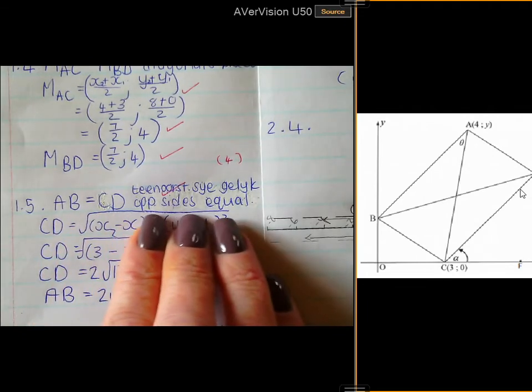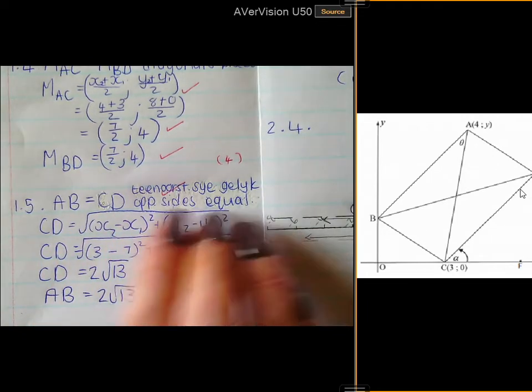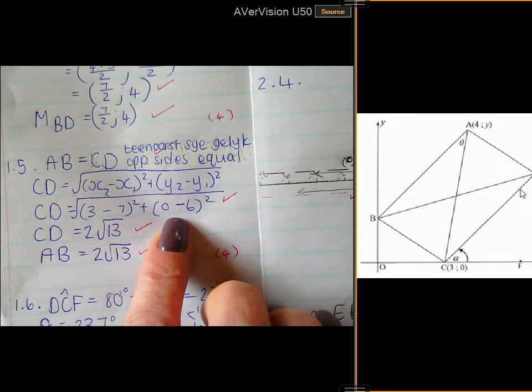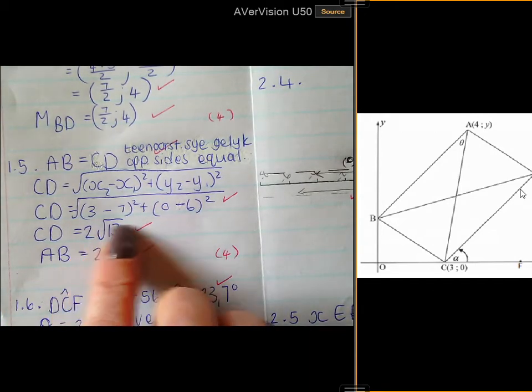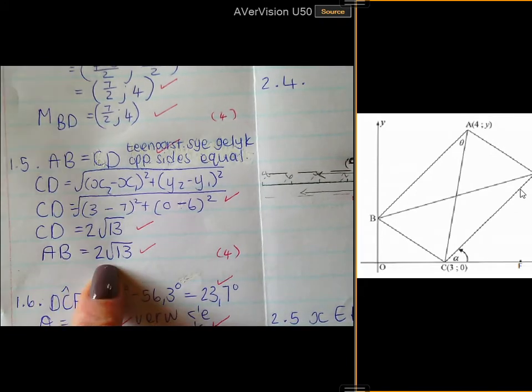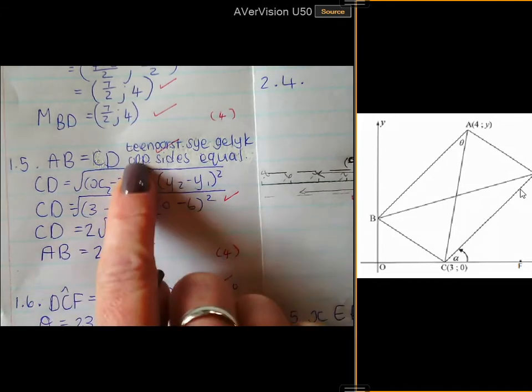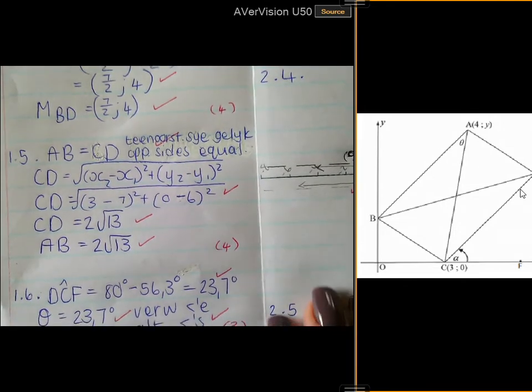The opposite sides of a rectangle are equal. And then I calculated the length of CD, substitute into my equation. I found it to be 2√13, and then I said so AB is equal to 2√13. Once again, using this method, you'd have to say that the opposite sides are equal.